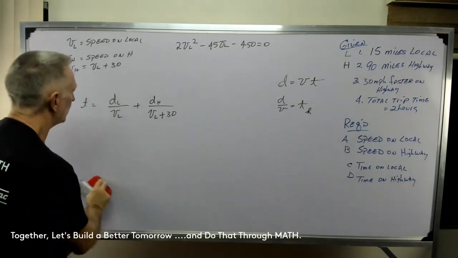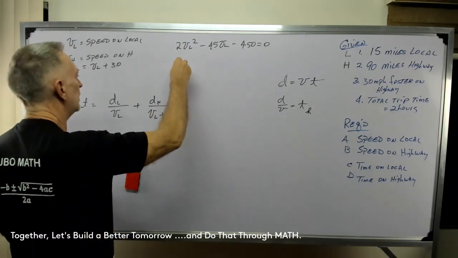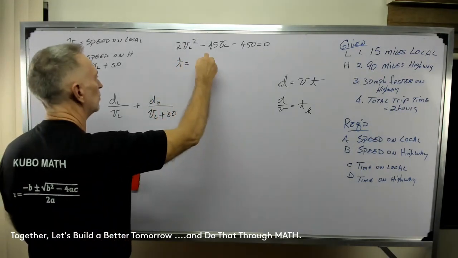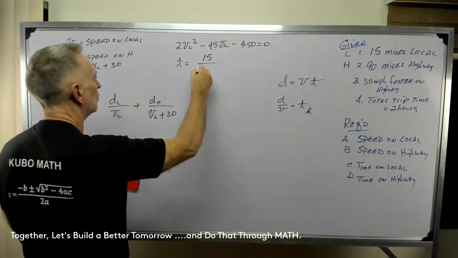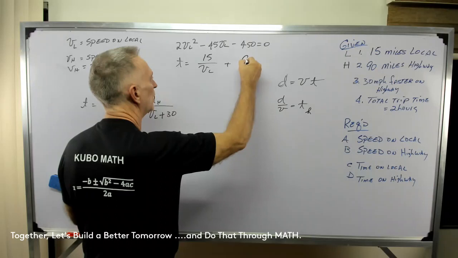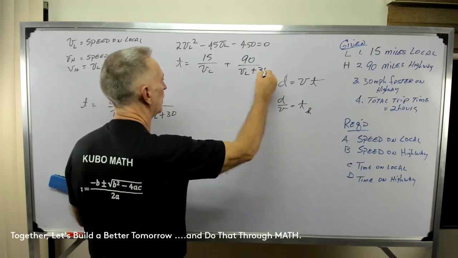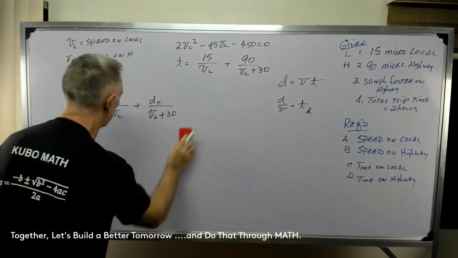We'll get that much out of the way. Matter of fact, I'll put t equals d sub L, which was 15, over v sub L, plus distance on the highway, which was 90 divided by v sub L plus 30. Okay, so we'll need that later.